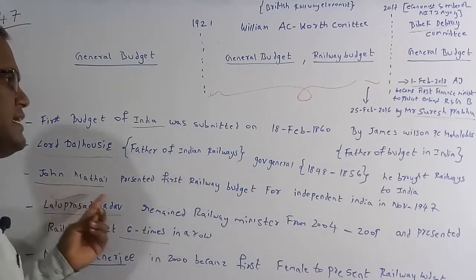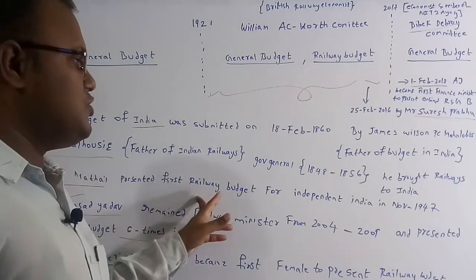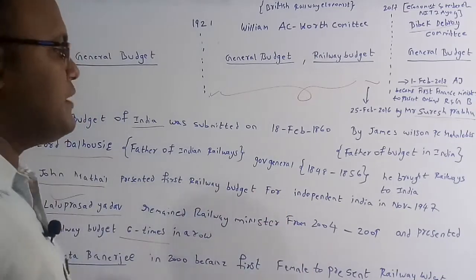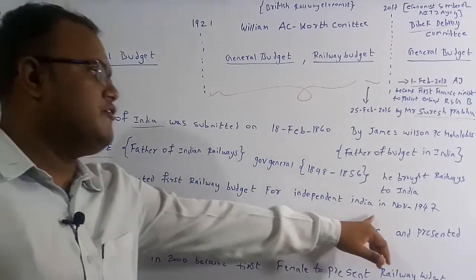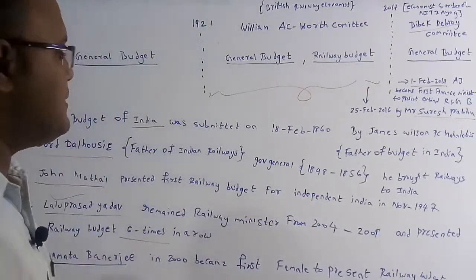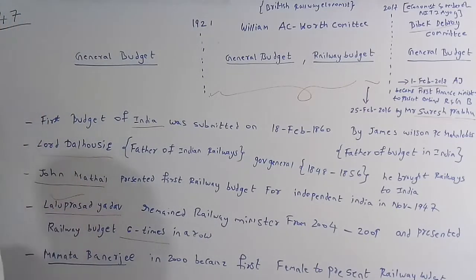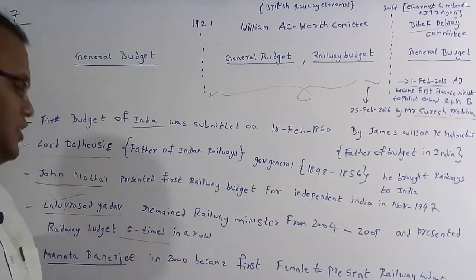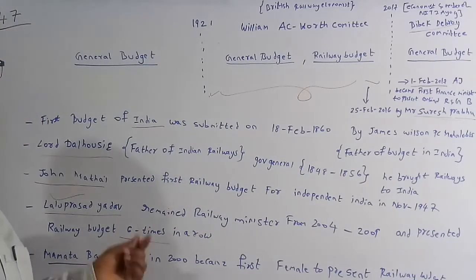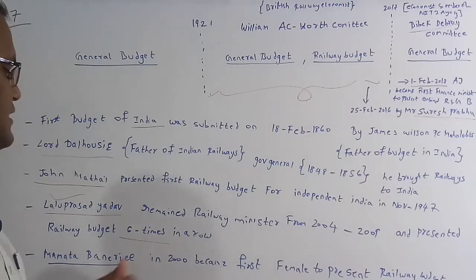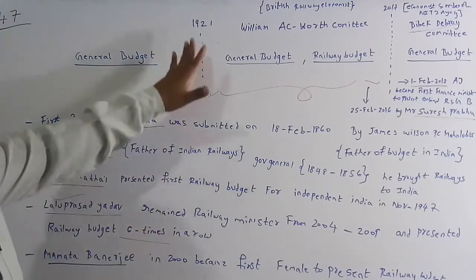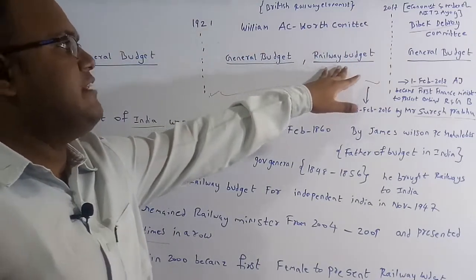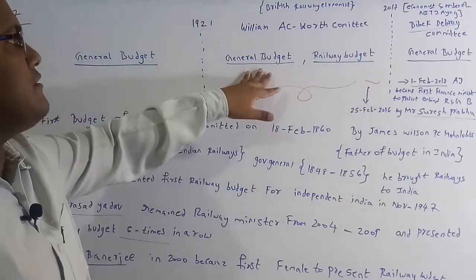But John Mathai is considered the first person to present the railway budget for independent India in November 1947. For independent India it is John Mathai, and for British India it is P.C. Mahalanobis. And Lalu Prasad is the only person who presented the railway budget six times in a row. And Mamata Banerjee is the first female to present the railway budget, in the year 2000. See, from 1921 to 2017, the railway budget was separately executed along with the general budget.